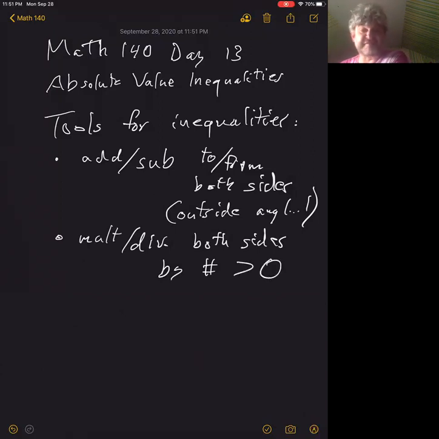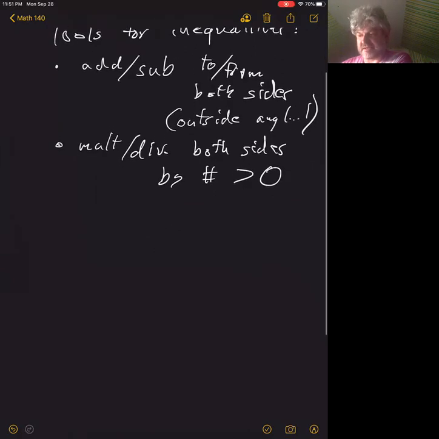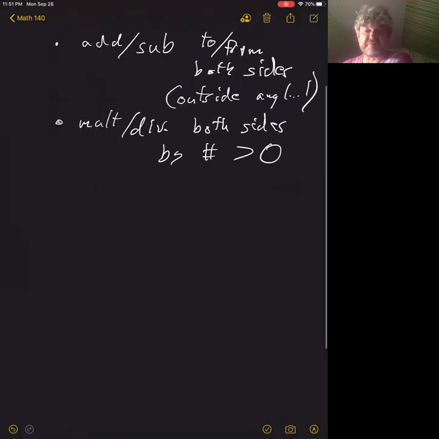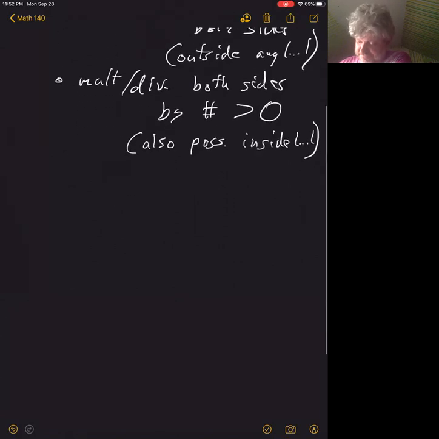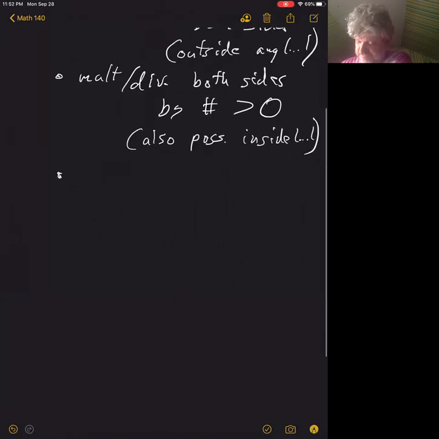Next tool at our disposal is multiply or divide both sides by a positive number, a number that's greater than 0. This is also possible inside the absolute value. Third tool: shift the variable left or right.